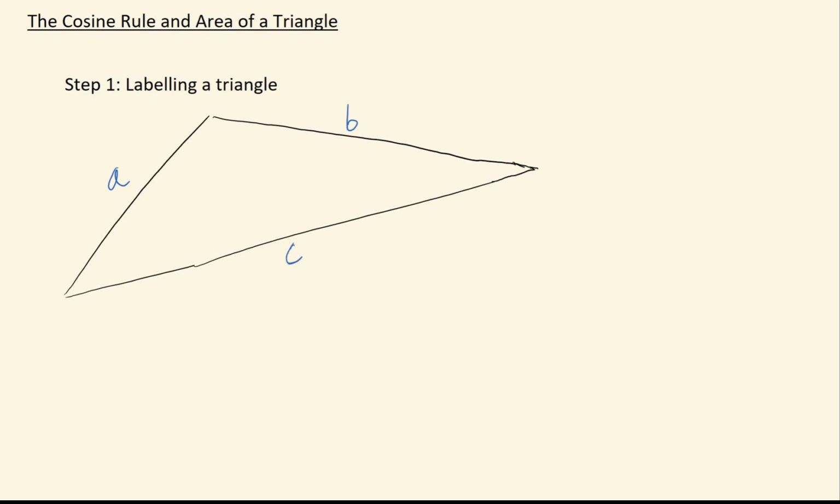Then each of those lengths will go with an angle, and the way these triangles are labelled, this a will match with this A, because the side length and the angle are opposite one another. So opposite this b, we're going to have angle B, and opposite this c, we're going to have angle C. We're going to use this general layout for the formulas we're going to see using the cosine rule, the sine rule, and also the area of a triangle.